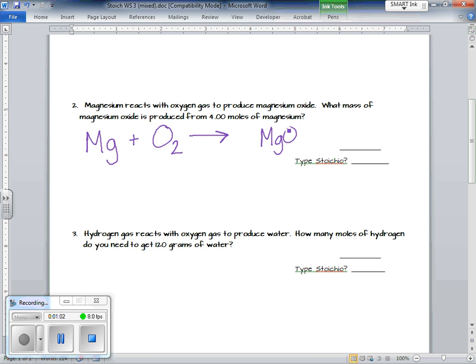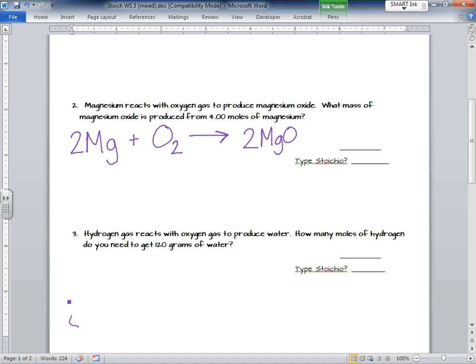Next, we need to balance this equation. Because I have 2 oxygen on the reactant side, I need to have 2 oxygen on the product side, and I also need to have 2 magnesium after I do that balancing.